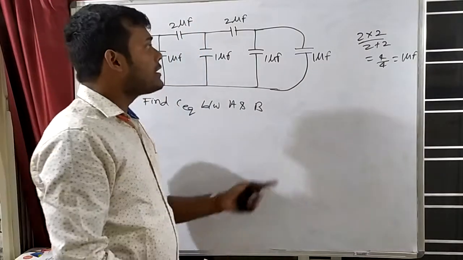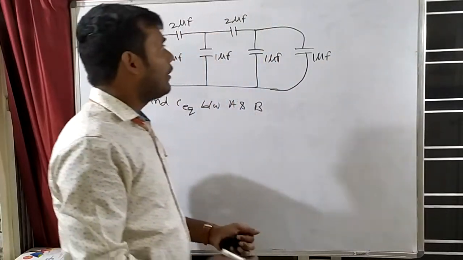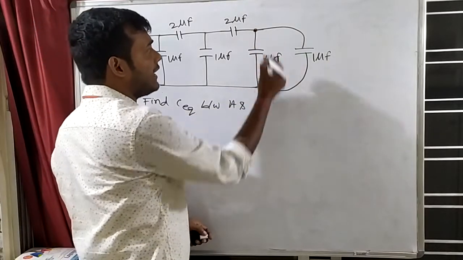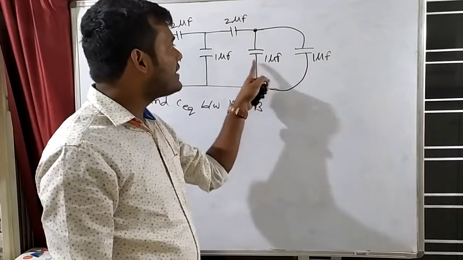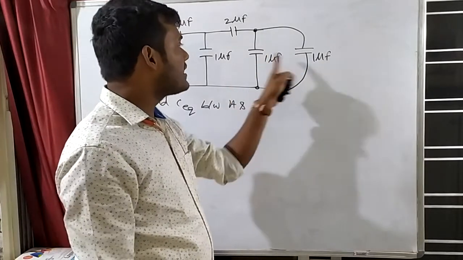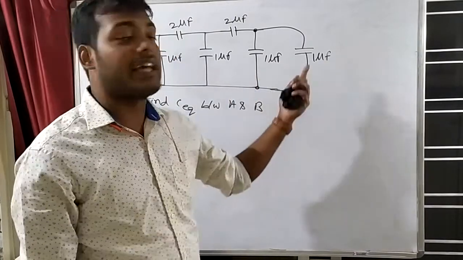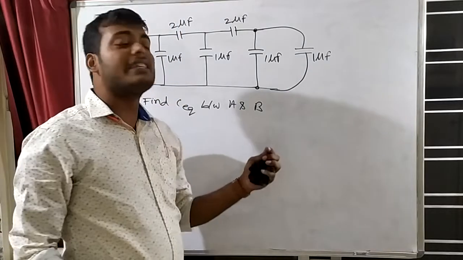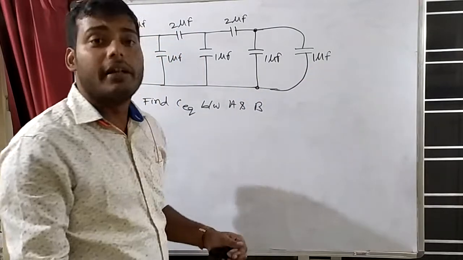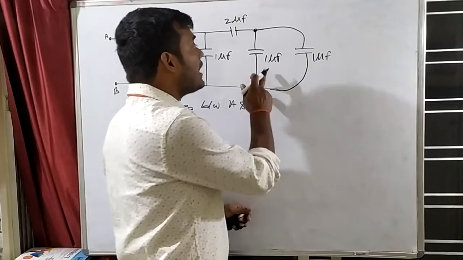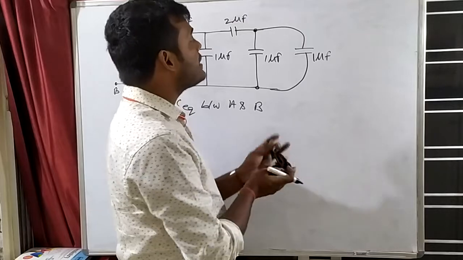Now see, this capacitor and this capacitor are connected in series or parallel? Parallel. Why? Because both start from the same point and both terminate at the same point. So the starting point and ending point are common, that means this is a parallel combination. In parallel, the equivalent capacitance is C1 plus C2, that means 1 plus 1, that is 2. So the equivalent capacitance of these two is 2 microfarad. You have to replace this with a single one.